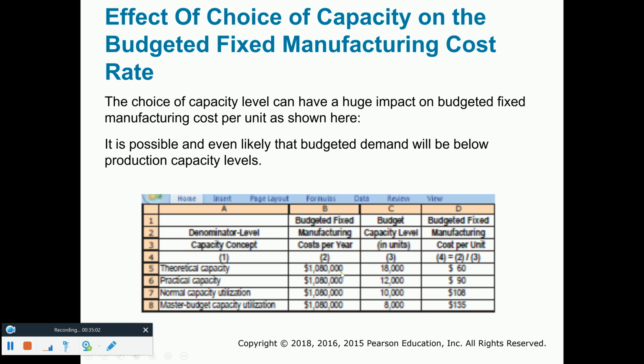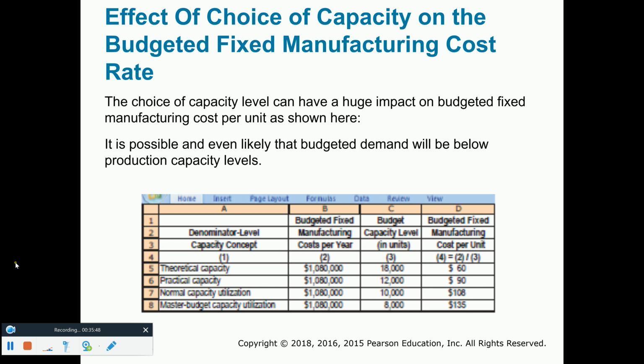All right, so those are the 4 ways that we could figure out the budget capacity, or I should say take the $1,080,000, which is the budgeted fixed cost, and divide it by a denominator. With theoretical capacity, if I keep going without stopping, 18,000 units. Practical capacity, where we're considering stoppage, 12,000 units. Normal capacity, where we're calculating average customer demand, 10,000 units produced. And master budget capacity, this is the one we used for our studies here in this chapter. Remember, we used 8,000 units. That was our budget, 8,000 units. And that's how we got the $135 per unit for manufacturing costs.